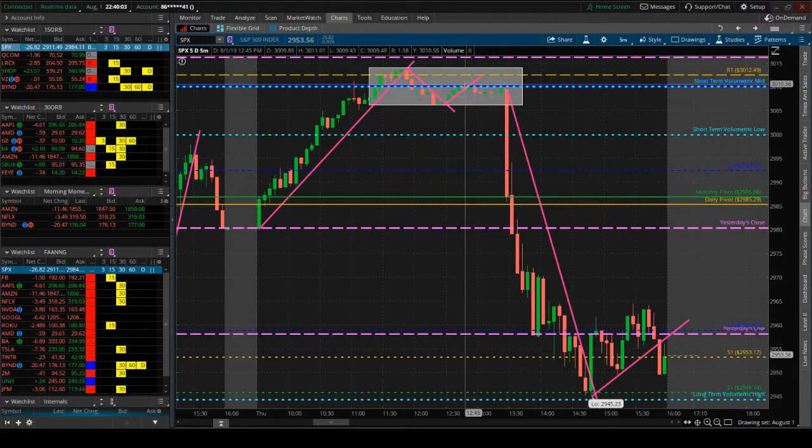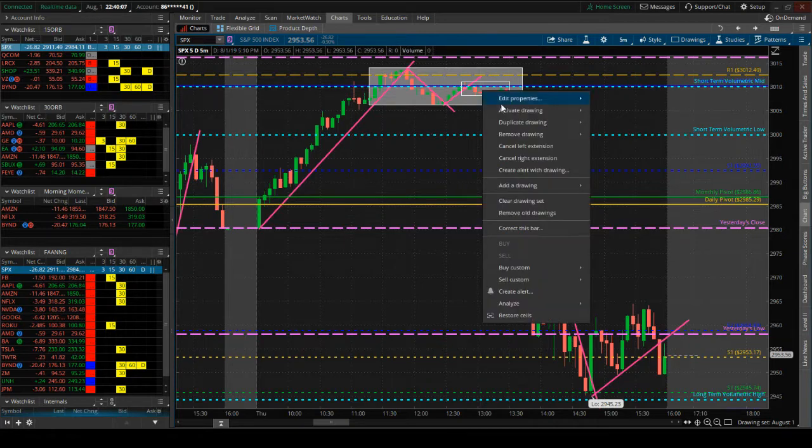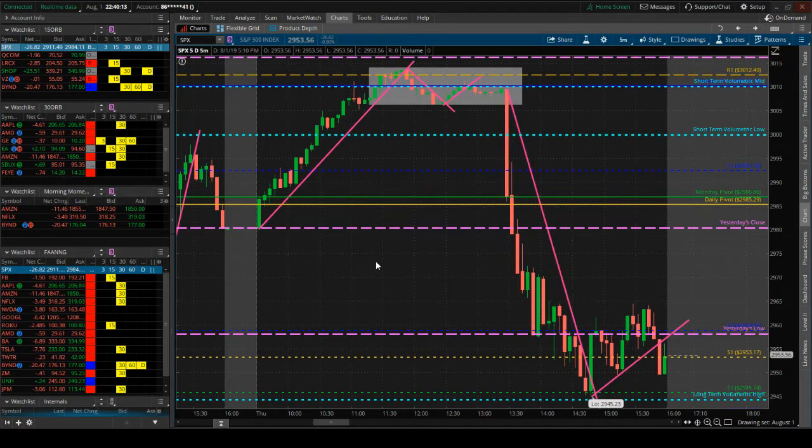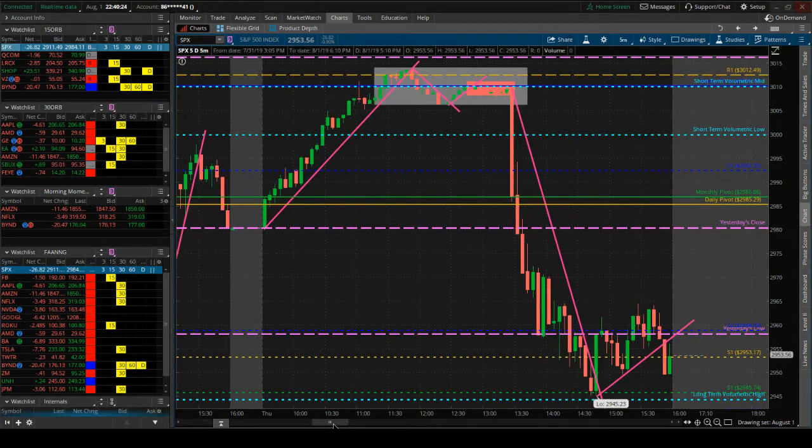Things started to get really, really small. They started to get really compressed, and then you can see that box right there. So as soon as that box broke, one second, let me just change that color there for everybody. As soon as this box broke to the downside, we saw that huge flush. With the news and all that stuff, algos push it through, but still the setup was there all day. And these are things that we look at.